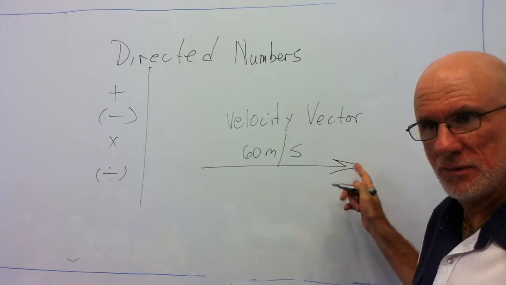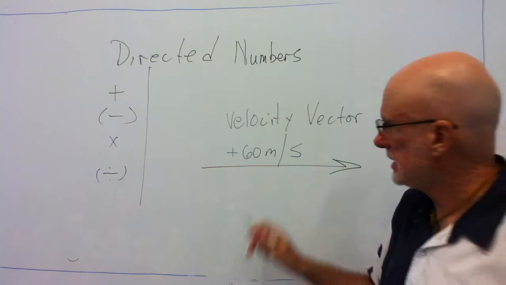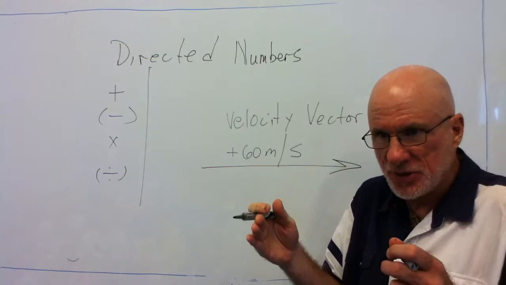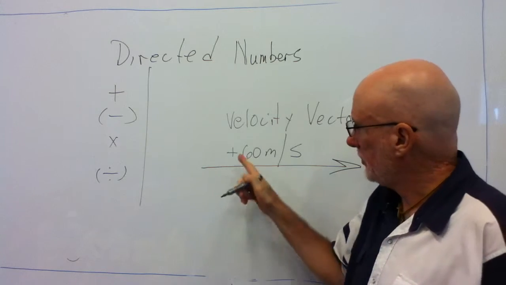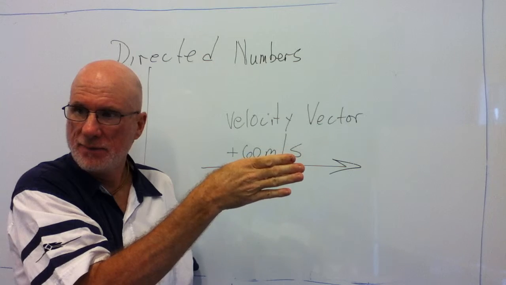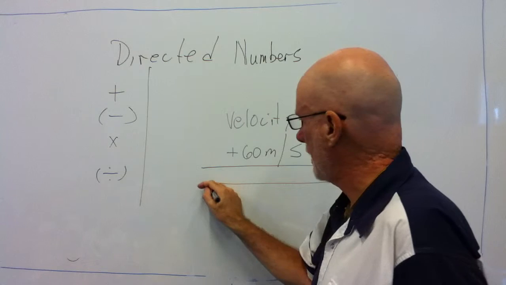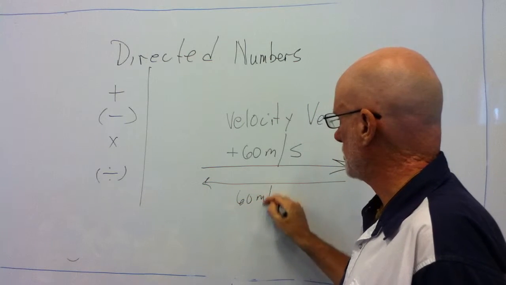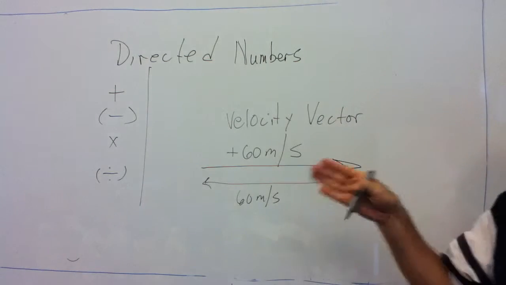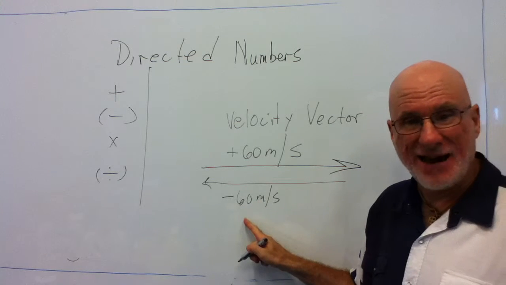We say that that's positive 60 meters per second, which means it's 60 meters per second. If I look down at my speedometer, it says 60 meters per second, right? But the plus sign means it's going that way. Let's say we have a car going this way, 60 meters per second. What direction is that going? It's going that way. It's negative, right? So that's a directed number.